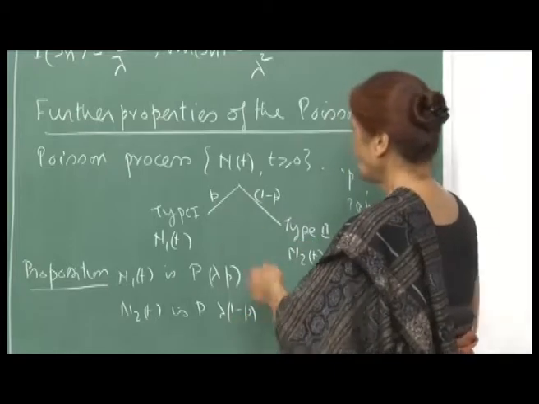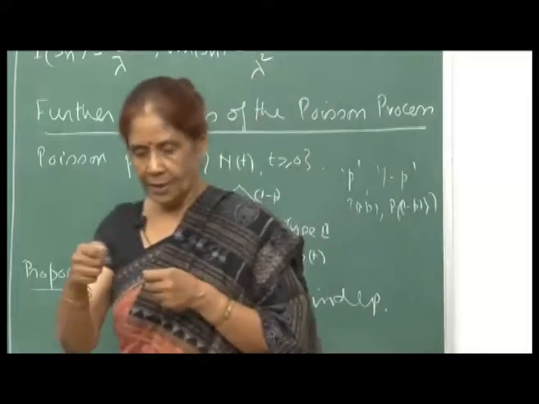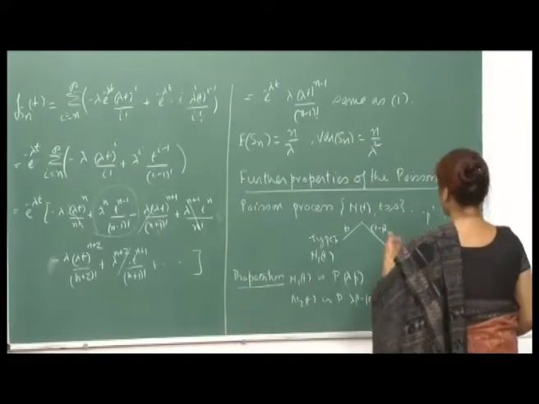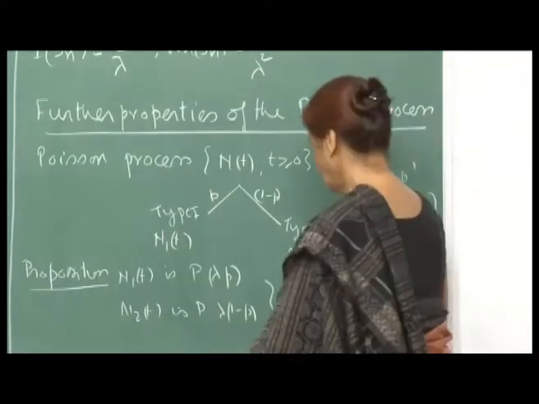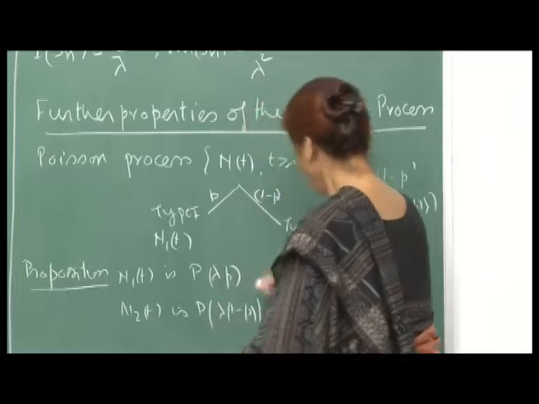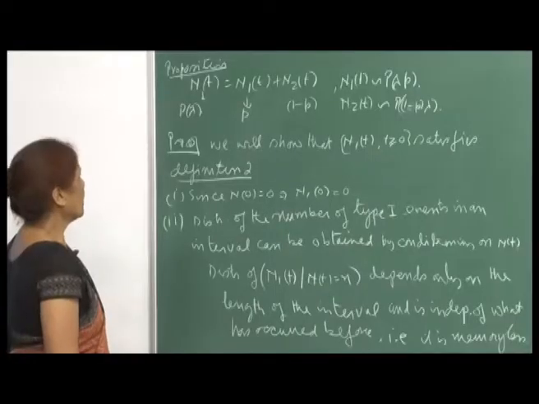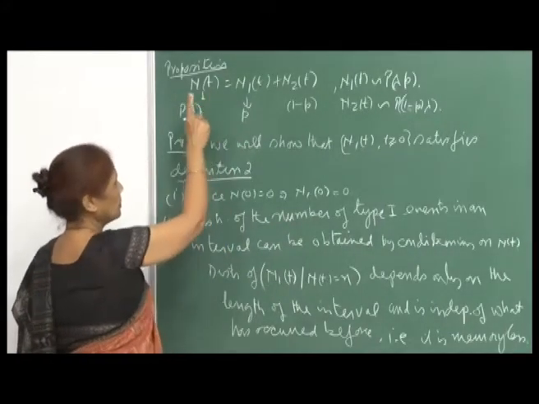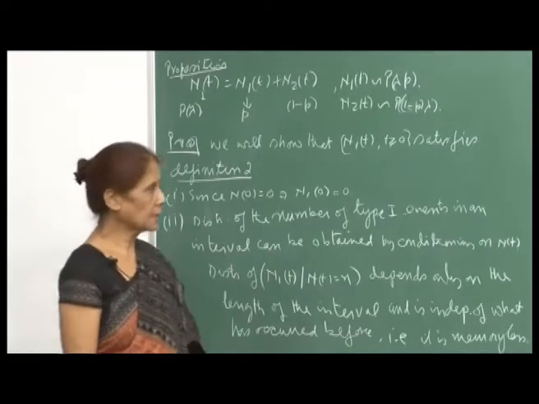So, there will be type 1 arrival, and the probability of one of the immigrants being a Hindu is probability p, and 1 minus p is the probability of the immigrant being Muslim. So, we will now prove it in a different way, okay, in an alternate way. As I said, the proposition is that there is a Poisson process, and N(t) is the number of arrivals up to time t.